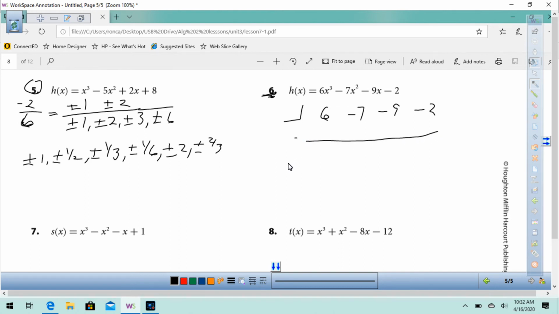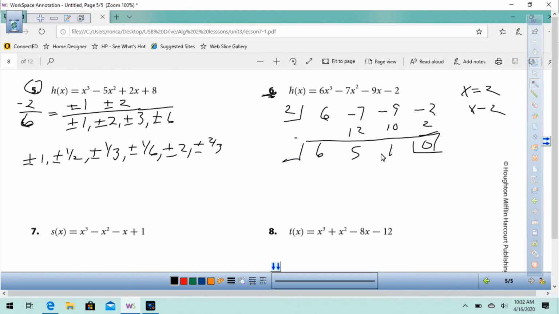What would be a good one to try? Yeah, let's try 2. Bring the 6 down. 6 times 2 is 12. That's going to give me 5. 2 times 5 is 10. That's going to give me 1. And then 2 is 0. Okay. So I got rid of that. X equals 2, so x minus 2.